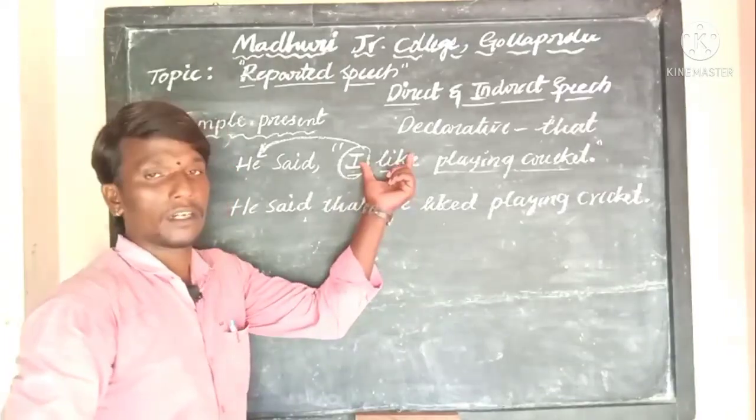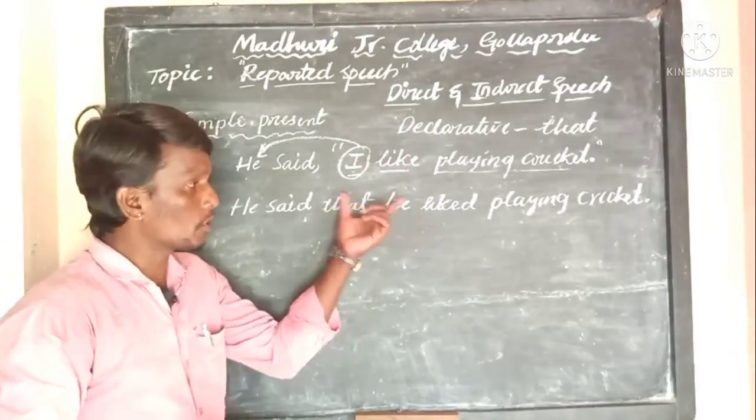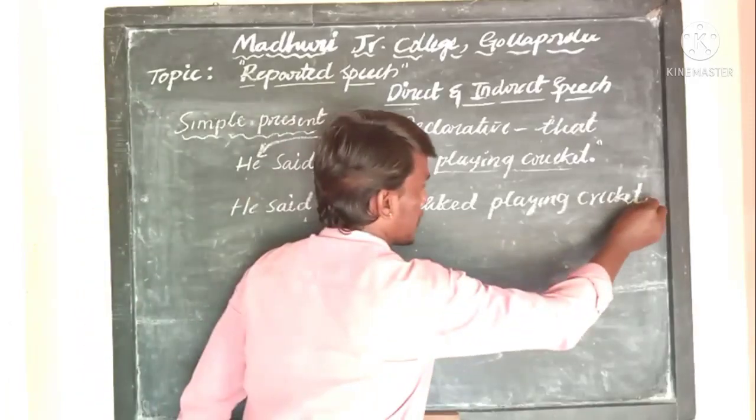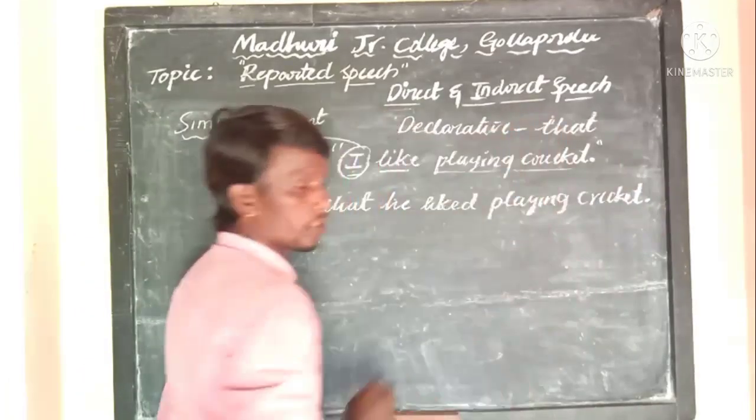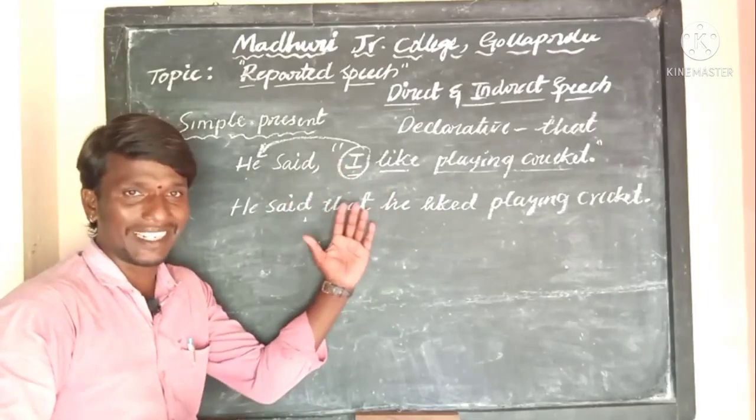Here you should remove the inverted commas. Inverted commas should not be repeated in indirect speech. And you end this statement with a full stop. So this is how we need to change direct speech into indirect speech.